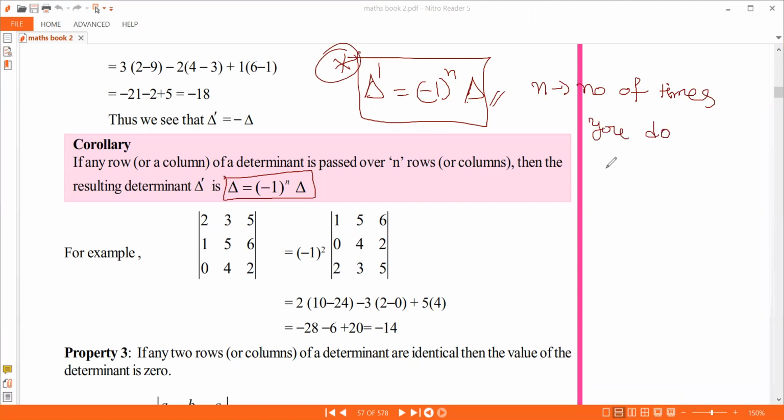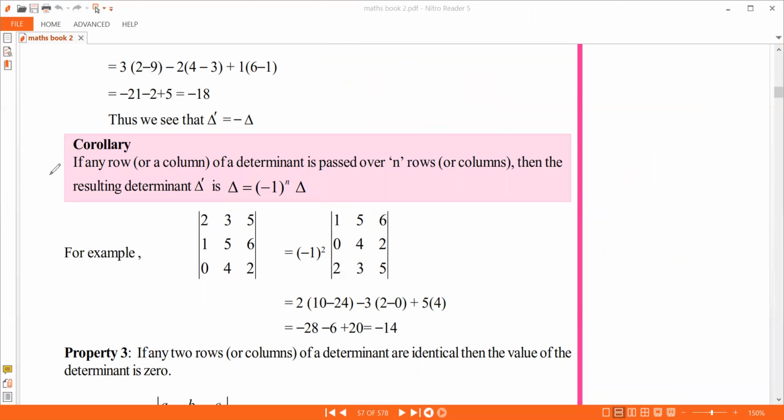If you do it 1 time, it will be negative. If you do it 2 times, it will be positive. This is the exchange of rows or columns. You cannot interchange a row with a column. You have to interchange a row with a row, a column with a column. So that number of times you are doing the swap goes in the power, and the resultant determinant will be that times the original.